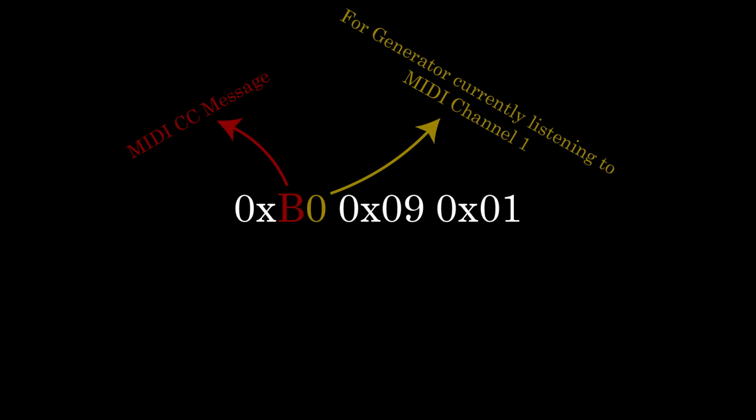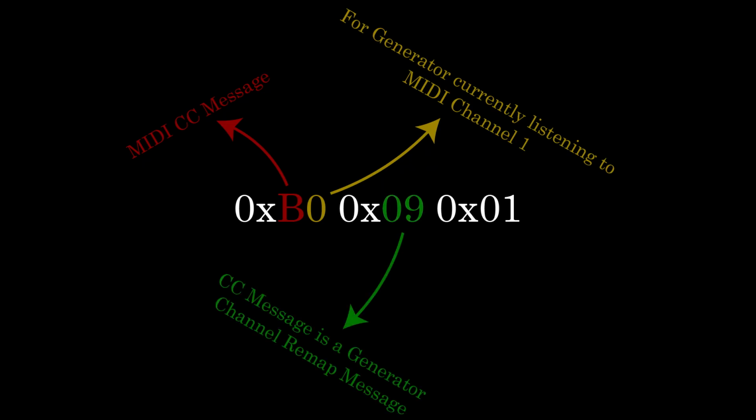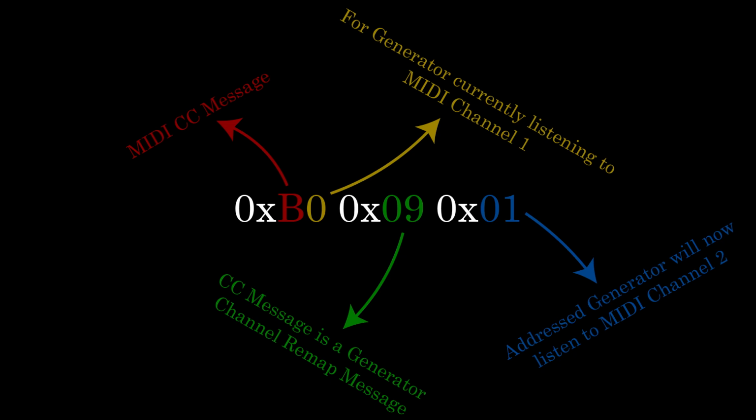For example, if we were to send out a generator channel remap message with the hexadecimal byte values of 0xB0, 0x09, 0x01, then they will be interpreted as follows. 0xB0 indicates that we're dealing with a CC message for the sound generator that is currently listening to MIDI channel 1. 0x09 indicates that the CC message is a generator channel remap message, and 0x01 indicates that the addressed sound generator will now listen to MIDI channel 2 instead. So, through this new CC message type, we've already given MGB Hydra a first way through which the generator channel mappings can dynamically be changed during the playback of a MIDI song.